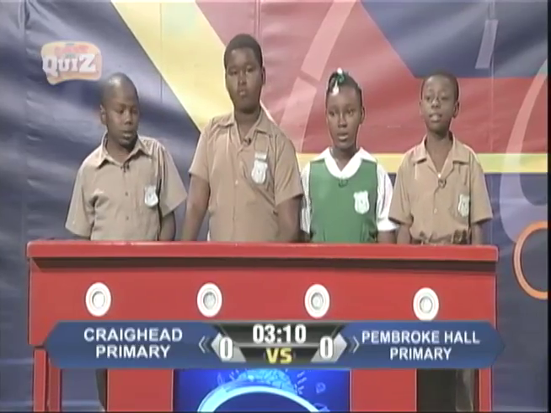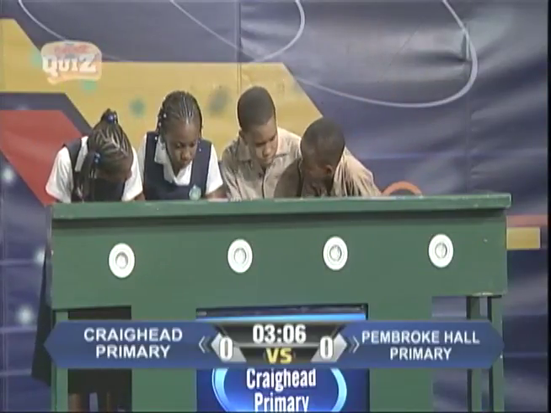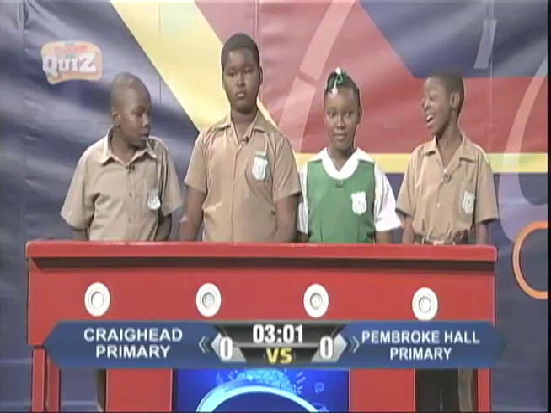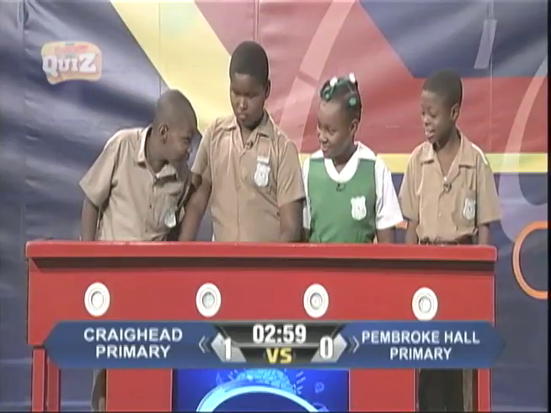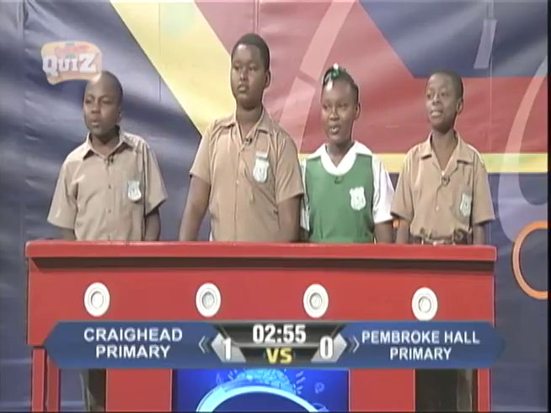Jamaican affairs, Craighead, give the name of the national hero that is found on the Jamaican $50 note. Samuel Sharp. Correct. Pembroke Hall, give the name of the national hero that is found on the Jamaican $500 note. Nanny of the Maroons. Correct.